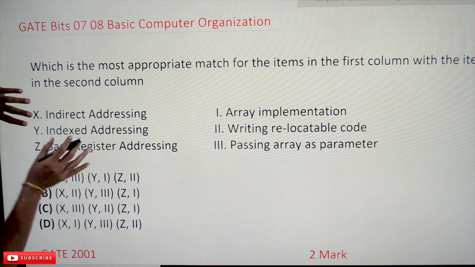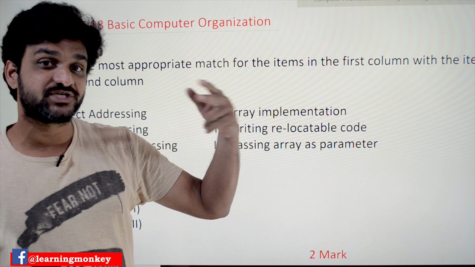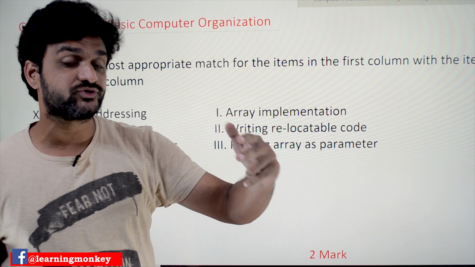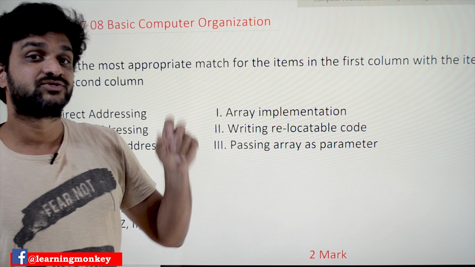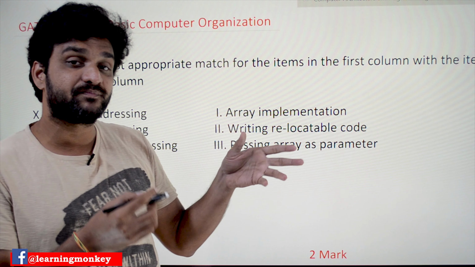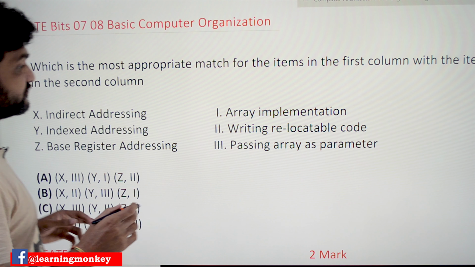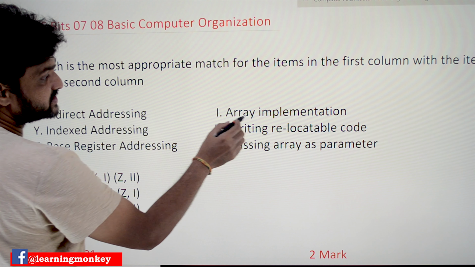Indirect addressing. We have covered the different types of addressing modes in two different videos. If you haven't watched those videos, please watch them. There we discussed that the indirect addressing mode is the mode by which the pointer implementation is made. Out of these three options, is it the array implementation?